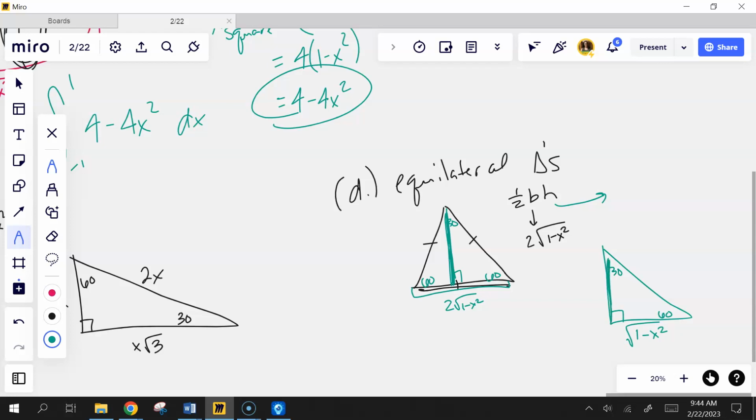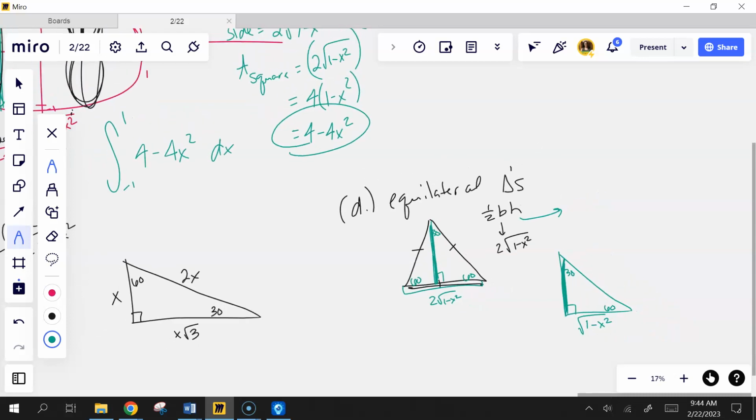How do I find this side? Because that's the height. You have to multiply it by the square root of 3. That's exactly right. Because this is my short leg. Short leg to long leg is times the square root of 3. So this side is going to be square root of 3 times the square root of 1 minus x squared. That's the height. Now I can plug that in here. Now I have everything I need to find the area of the triangle.